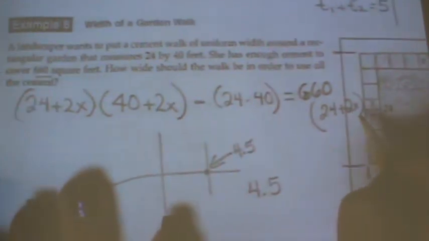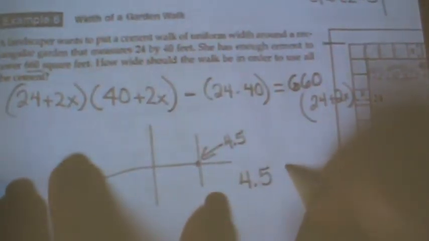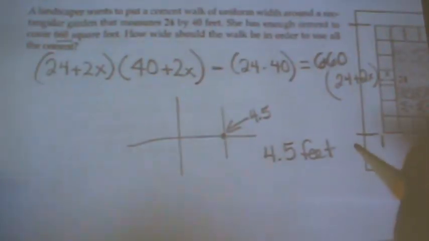So how wide should this cement walkway be? 4.5, what? Feet. We're in feet. Do you get this?